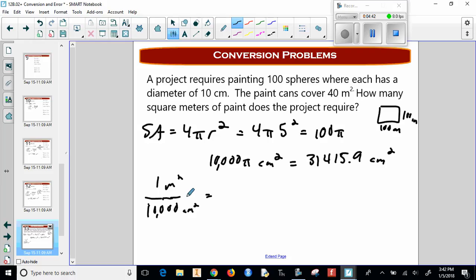That's a lot. So now, to see how many square meters this would need, I have square centimeters, so centimeters goes on the bottom because that's where centimeters are on this side. And now I put an X on top, cross multiply and divide. That's going to be 3.14, or we could have just said pi, square meters.